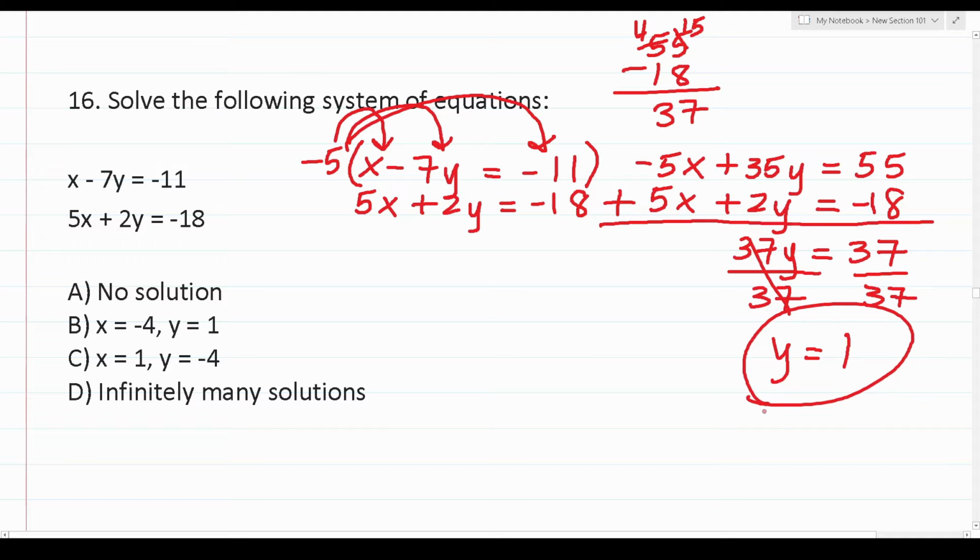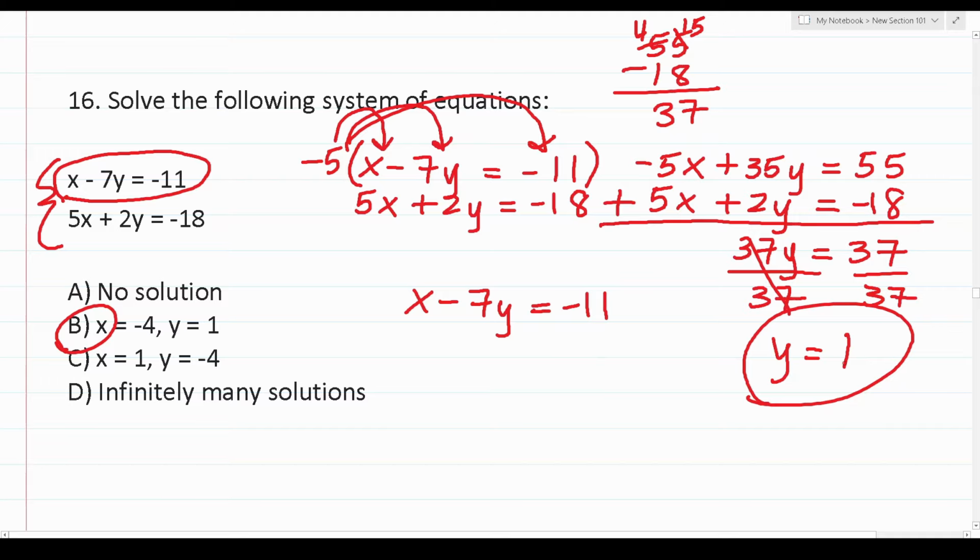All right. So based on our answer choices, we can say with a lot of confidence that B is probably correct. That said, if you're solving a system of equations on the test, once you solve for one of the letter variables, what you want to do is take that value and plug it into either of the two original equations and then solve for the other letter variable. So I'm going to take this y equals 1, and I'm going to plug it into this top equation. Again, this top equation said x minus 7y equals negative 11.